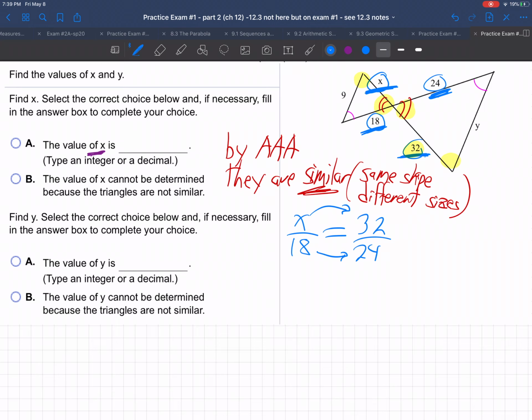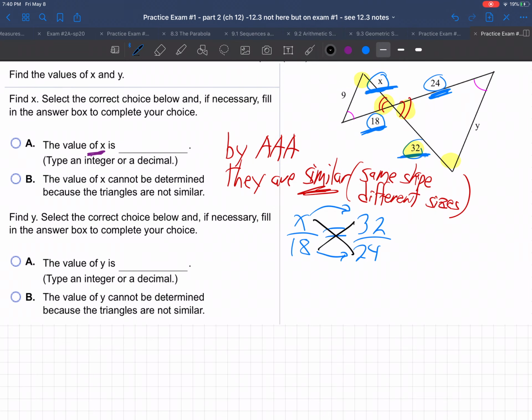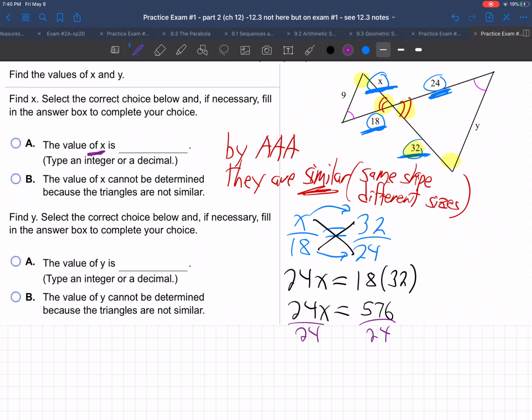Got to be careful. Now, how do we solve this equation when we have two equal fractions? We go diagonal, right? 24 times x is 18 times 32. Use your calculator. 18 times 32, I'm getting 576. All right, and last step, divide by 24. And x will equal 24. So x must be 24.